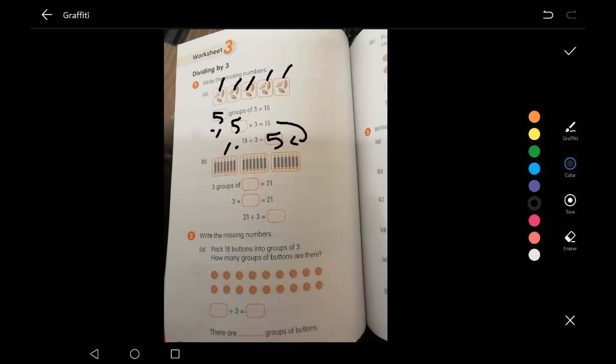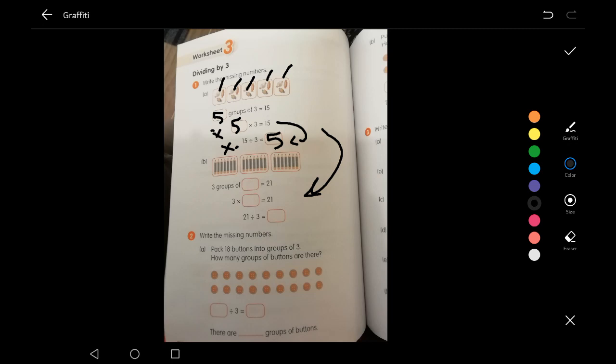Those two sentences, we call them related multiplication and division sentences. Now part B is the same idea and you have to solve it on your own. Please, it is your homework for today.